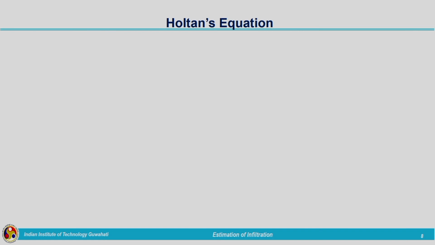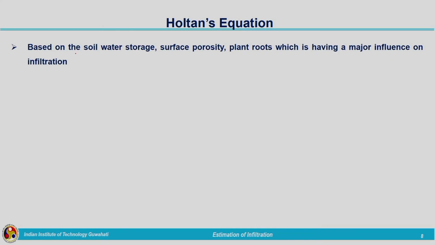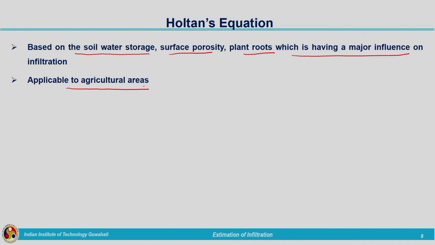Now, next equation is Holtan's equation. In Holtan's equation, some more factors are taken into account. That is, it is based on the soil water storage, surface porosity and plant roots, which is having major influence on infiltration. If plant roots are more, it will be creating some extra pores, macro pores within the soil, that will be aggravating the infiltration rate. So, that is also taken into account while deriving Holtan's equation. So, this can be applicable to agricultural areas. In agricultural areas, more plant roots will be present. So, this will be giving more reliable answers.